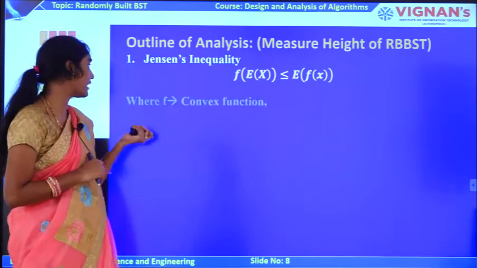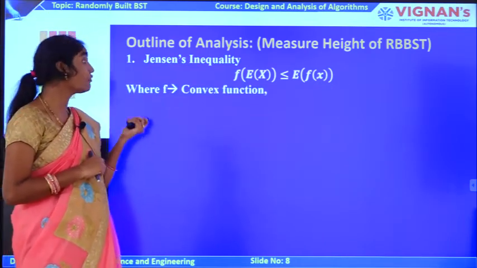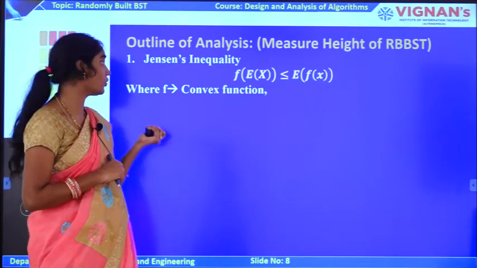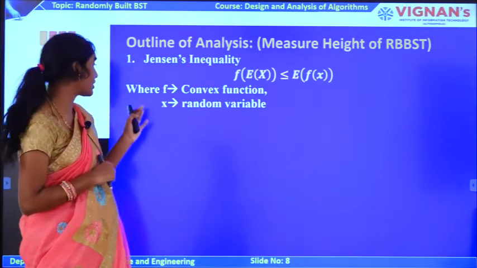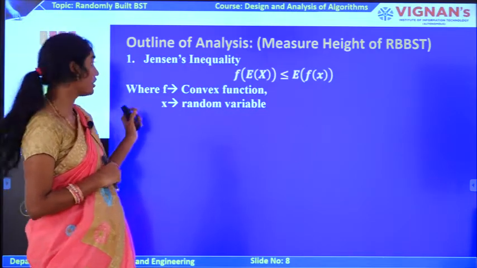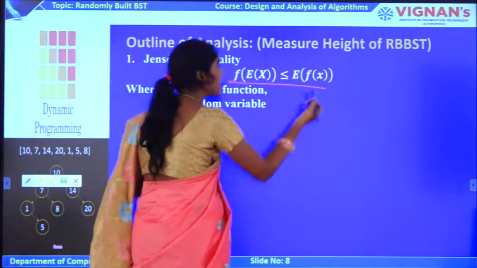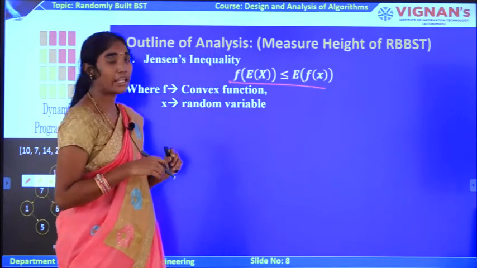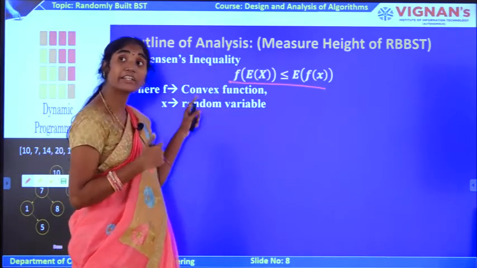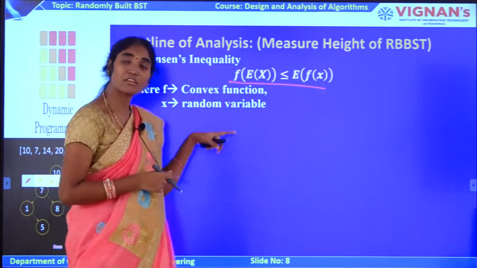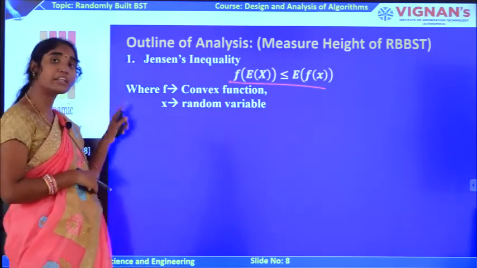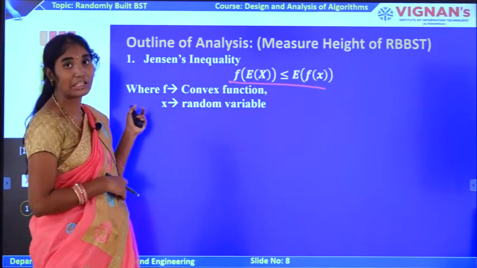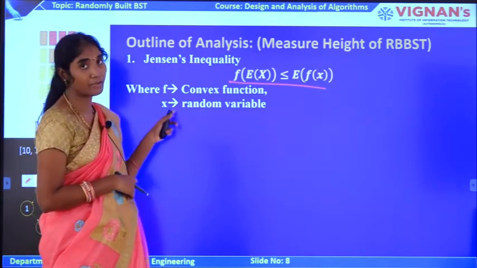Jensen's inequality says that f of E of x is less than or equal to E of f of x, where f is a convex function and x is a random variable. Here in f of E of x, E is nothing but the expected or estimated value. In detail, we will see what is meant by a convex function in the next slide.